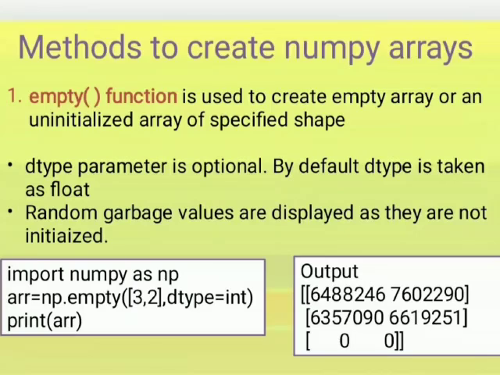Now the second argument for the empty function is dtype. Dtype is for data type. If we don't give this dtype, then by default it is taken as float. Now these are the uninitialized arrays. All the elements will have the garbage value. Clear? So just have a look at the output quickly. When we print arr, the array created by the empty function, these are the garbage values.